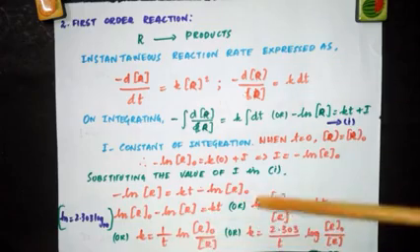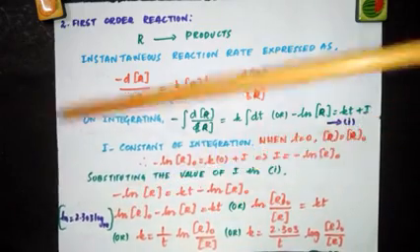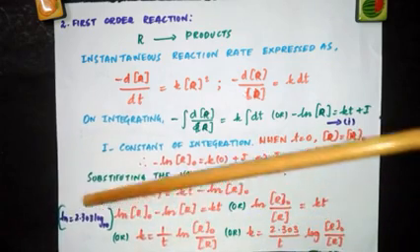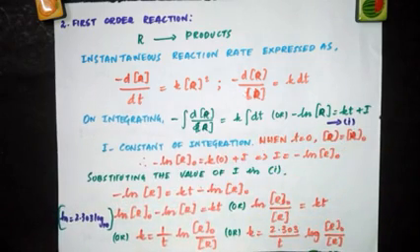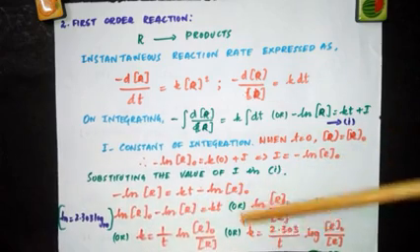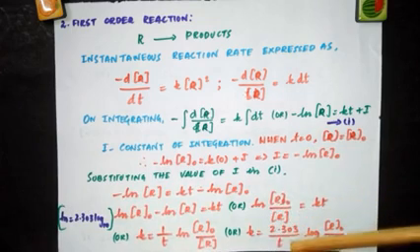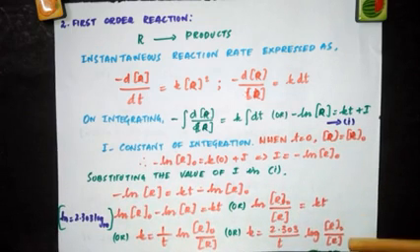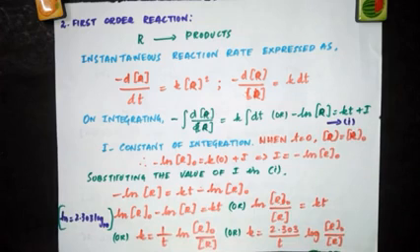Now, if you want to convert this ln into log to the base 10, you're going to multiply. Take this out, and instead of that we are going to write 2.303 log to the base 10. So you will get it here. So k is equal to 2.303 by t log concentration of R naught divided by concentration of R. Now this is the integrated rate equation for first order reaction.